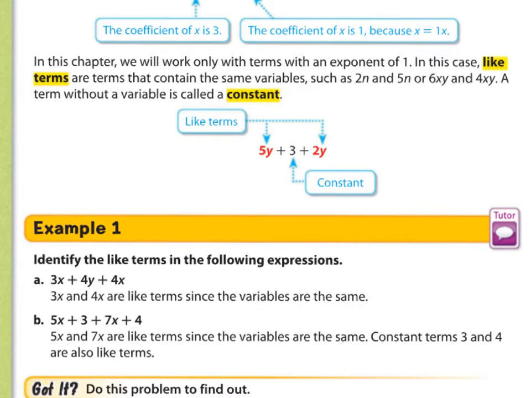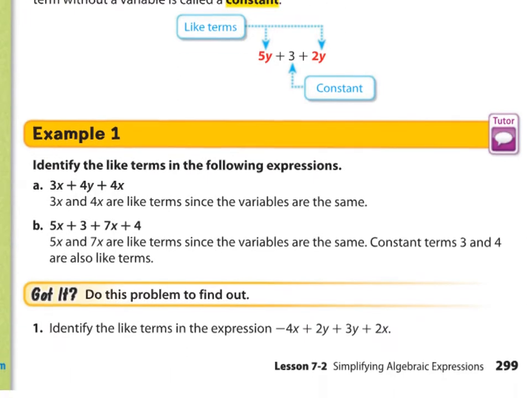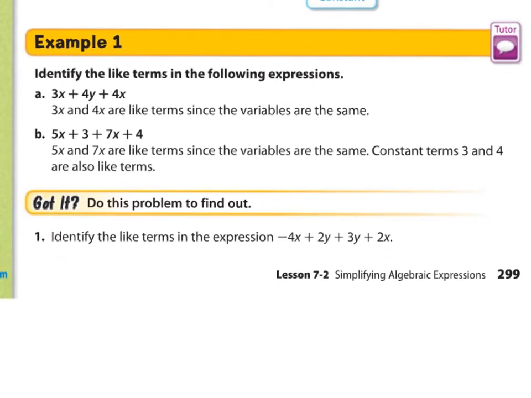Now let's use what we just learned to identify the following terms in example 1. So we're going to identify the like terms in the following expressions. For A, we have 3x plus 4y plus 4x. 3x and 4x are like terms since the variables are the same. B, 5x and 7x are both like terms, so they can be added or subtracted together.